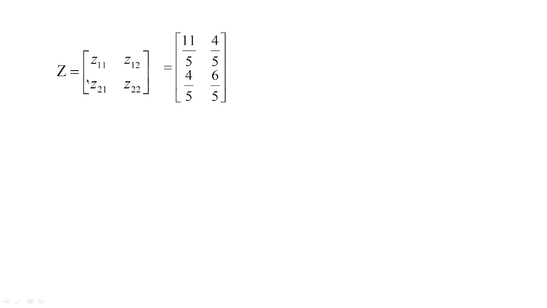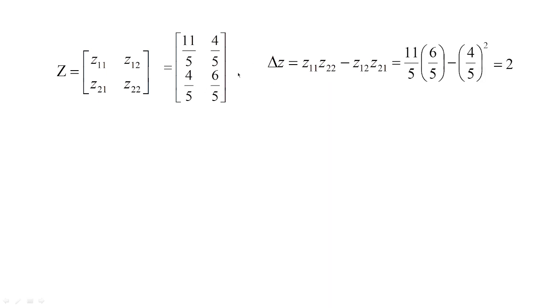So after obtaining the Z parameters, which are framed in this fashion, I can easily obtain the delta Z value, that is 11 by 5 multiplied with 6 by 5 minus 4 by 5 square, whose value will give you 66 by 25 minus 16 by 25. That is nothing but 50 by 25, whose value is 2.